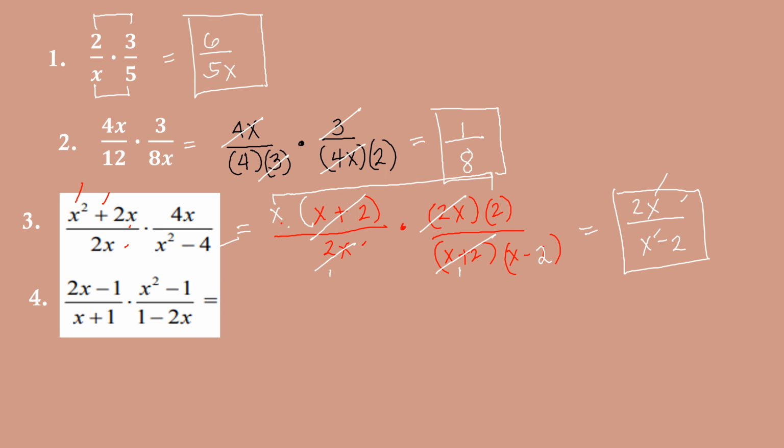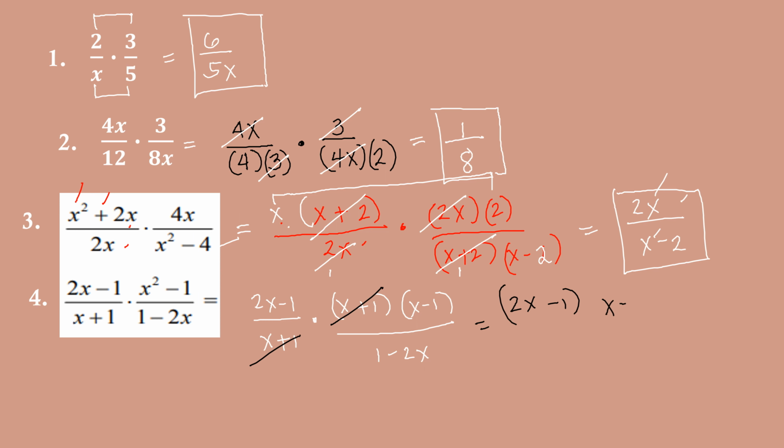Next, number 4. We have 2x minus 1. It's already simplest. And then over x plus 1 times the x squared minus 1. Its factors are x plus 1 and x minus 1, and over 1 minus 2x. So let's proceed now to cancellation of the common factors. So x plus 1 and x plus 1 are cancelled. And then we have the 2x minus 1 and then times x minus 1 and then over 1 minus 2x.